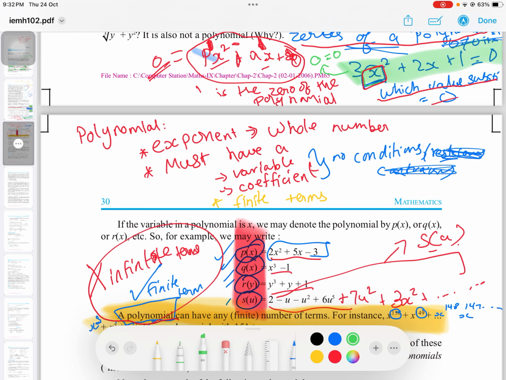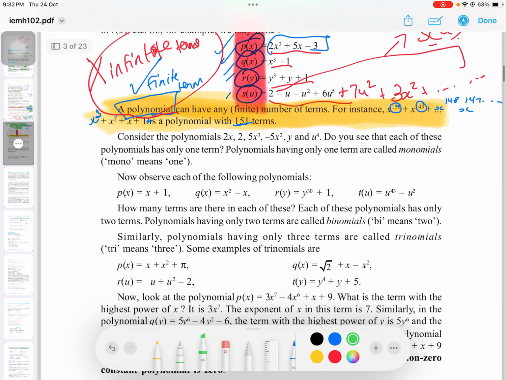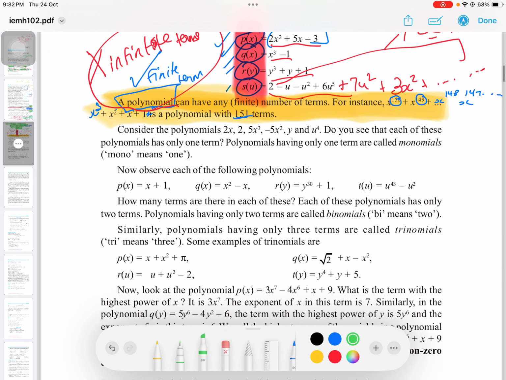நீங்கள் இதை நோட் பண்ணிக்கலாம். ஒரு பாலினாமியல்னா என்ன? இந்த green color highlight பண்ணிக்கலாம். This is actually the definition for a polynomial. Okay, so next, polynomials having only one term are called monomials. Mono na one. So bi na 2. A polynomial having only 2 terms is called a binomial, and if it has only 3 terms it's called a trinomial. This is so obvious, you can guess that.